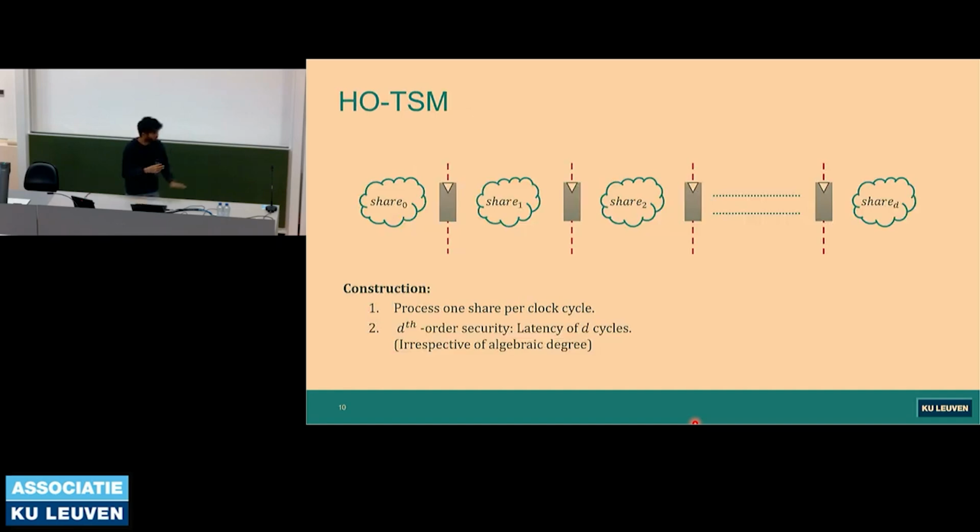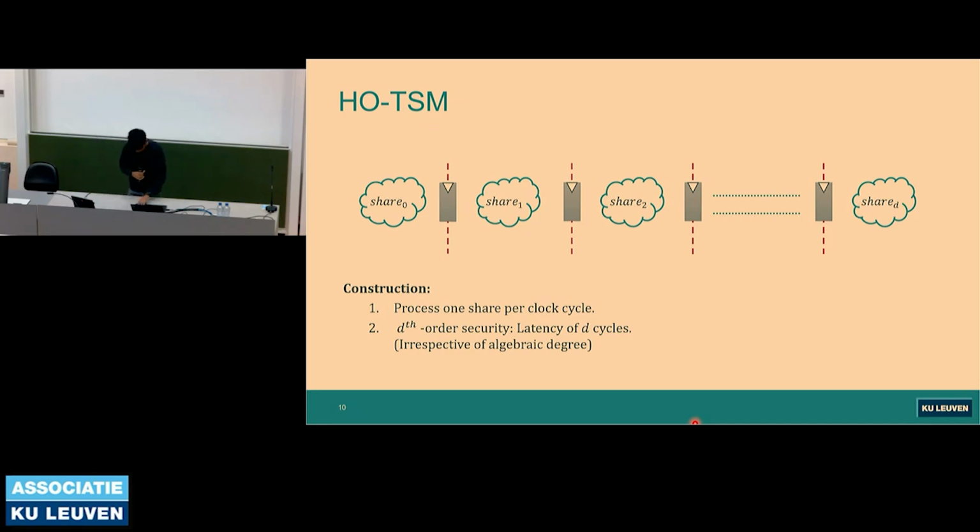So this is how it works overall, like a basic idea. Instead of 2 shares, now you have, let's say, D plus 1 shares. Every share is processed in a different cycle. So you process 1 share per cycle, and they are all separated by register stages. It has the same advantage as TSM, like the latency doesn't depend on the number of inputs or on the algebraic degree, so it only depends on the security order. If you have a second order secure circuit, then it's 3 cycles or 2 register stages, and the latency of 2. Then third order is 3, fourth order is 4, and so on.